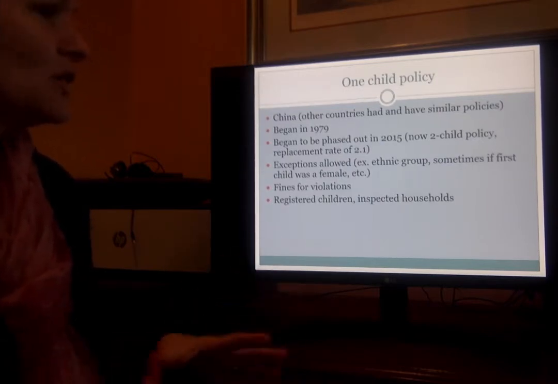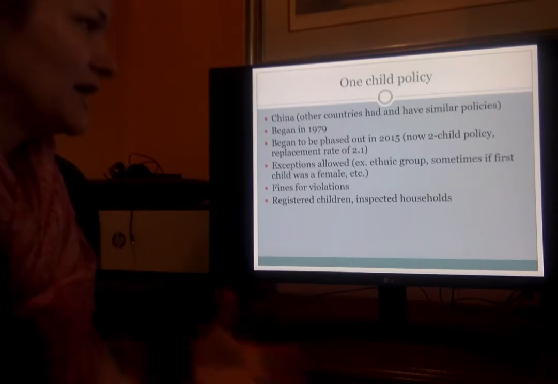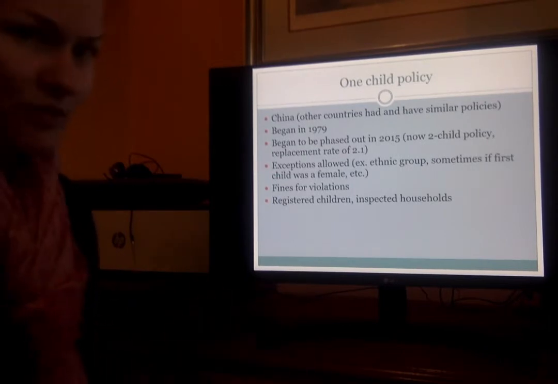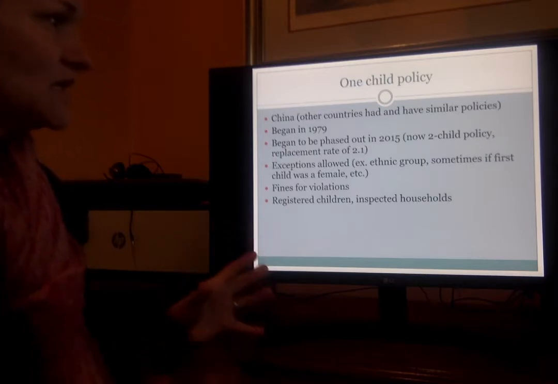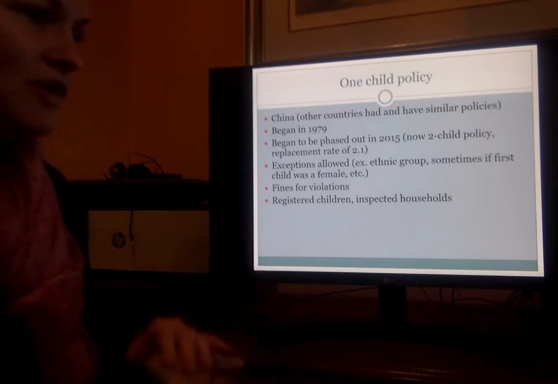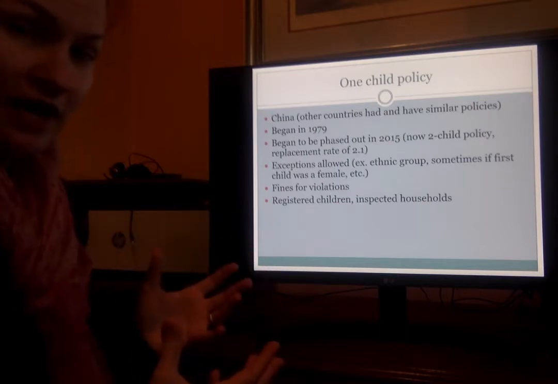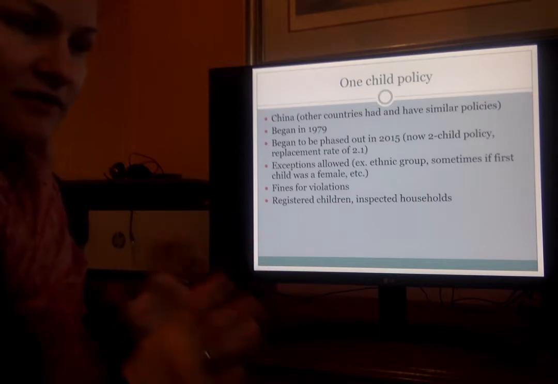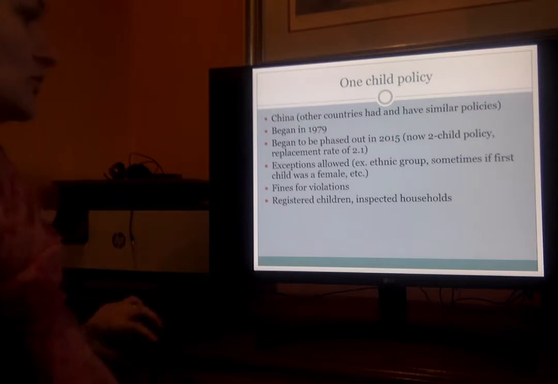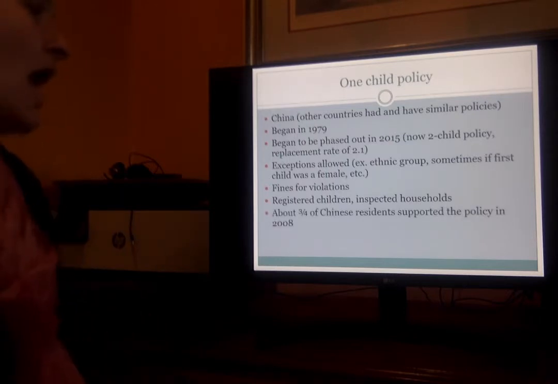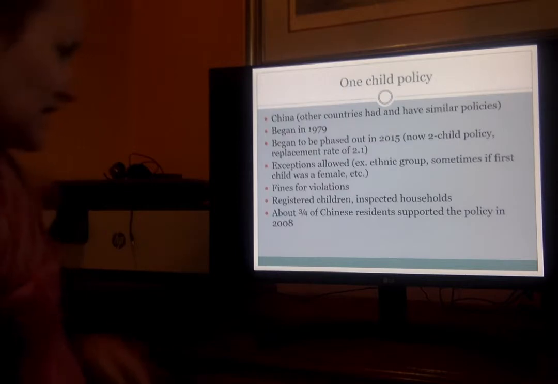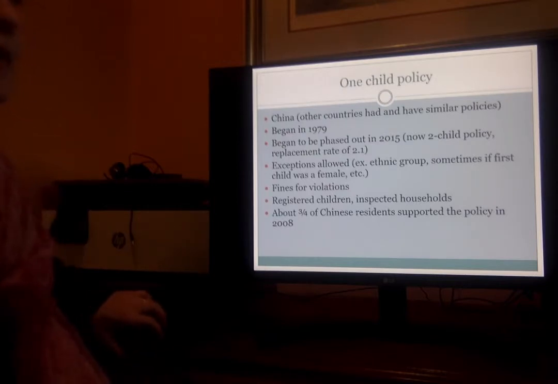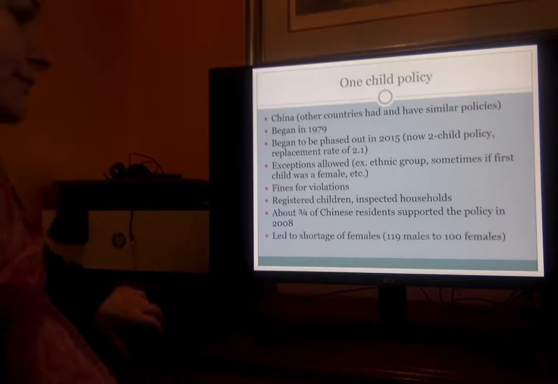It is important to note that not all areas of China are under the one-child policy equally. Different provinces are under different rules. So though there is a lot of uniformity over the entire country, it is different for each province. They do have their own rules. About 75% of Chinese residents supported the policy in 2008. So that's a pretty big majority that supported it.